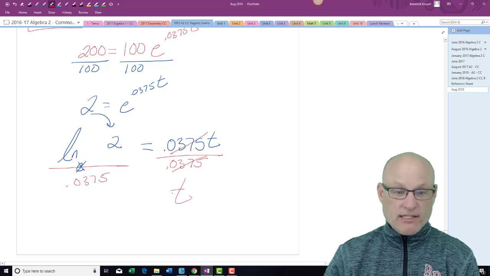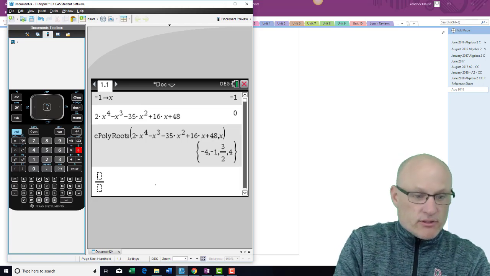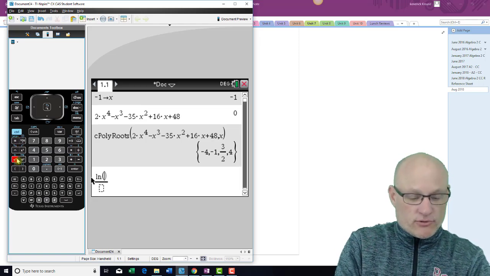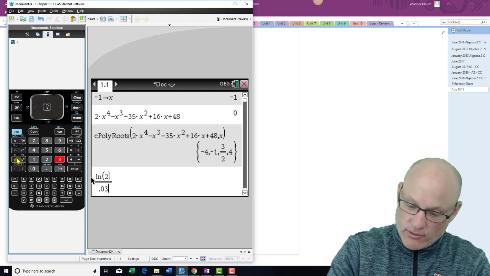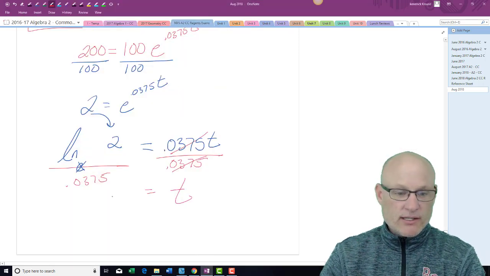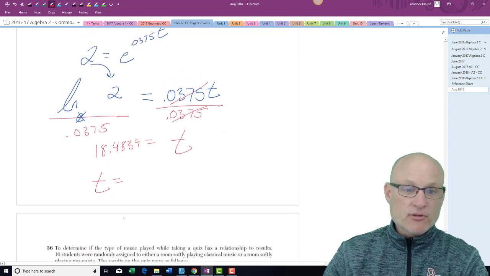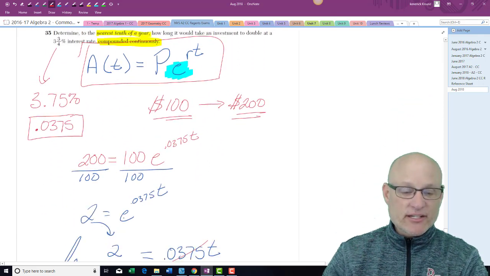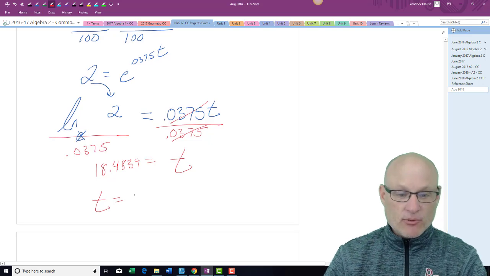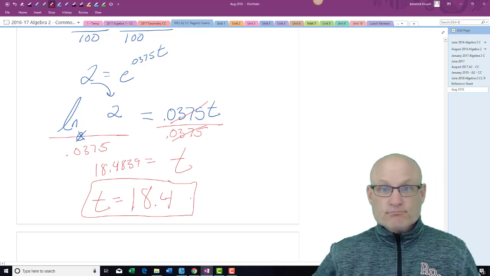And I get t equals, and now I go to the old calculator. Natural log of 2 divided by 0.0375, and I get 18.4839. I remember from the beginning it said to the nearest tenth of a year, so my answer is going to be 18.4. You don't have to put units on it. They always tell you what the units are, so 18.4. There we go. Right?